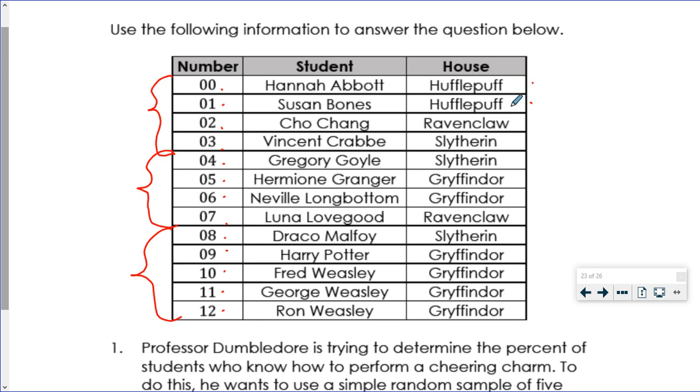So if you're only going to pick one person out of these 2, they have a 50% chance of being picked. Where down here, we've got 1, 2, 3, 4, 5, 6. So they've only got a 1 in 6 chance of being picked in Gryffindor. But a simple random sample would work great for this particular question.